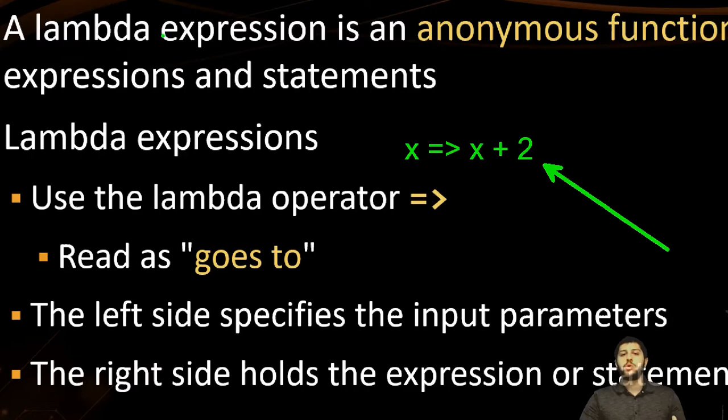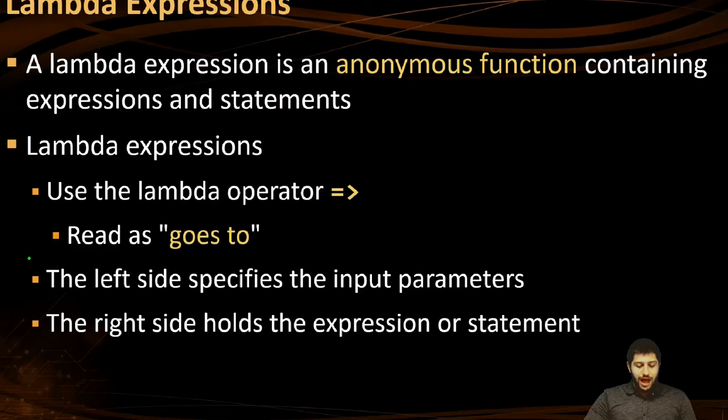Remember when we were using the lambda expressions or lambda functions or anonymous functions inside the select method. We were telling it select x goes to x plus 2 or something like that. And what is really important in lambda functions or expressions is that the left side specifies the input parameters and the right side holds the expression or the statement.